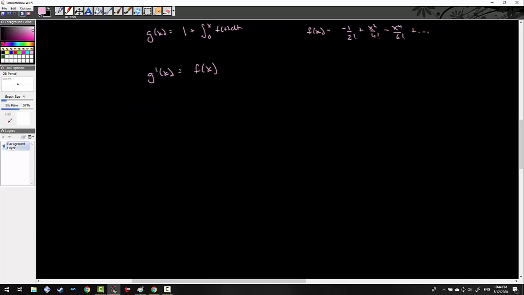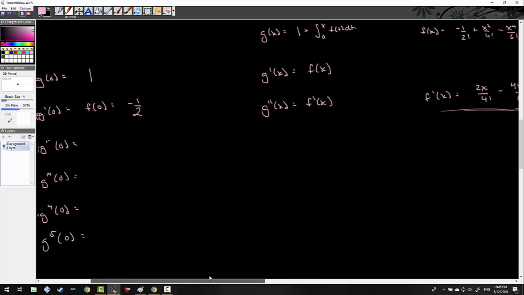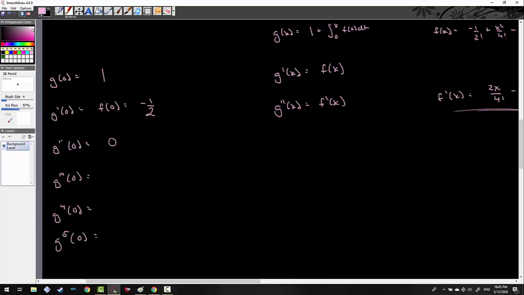Okay, so from here, let's keep on going. G double prime of x is f prime of x. Well, what's f prime of x? Well, f prime of x is going to be, the constant's going to go away. I end up with 2x over 4 factorial minus 4x cubed over 6 factorial. This is a good thing because I know that f prime of 0, according to this, is going to be 0. Excellent. I like when things are 0.